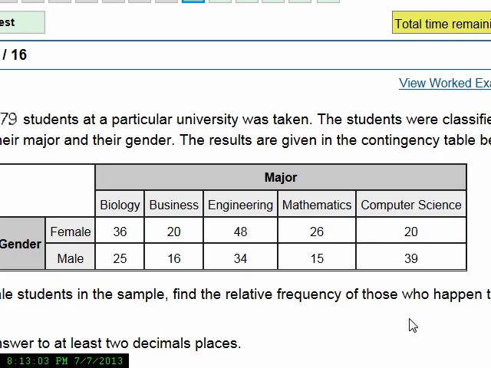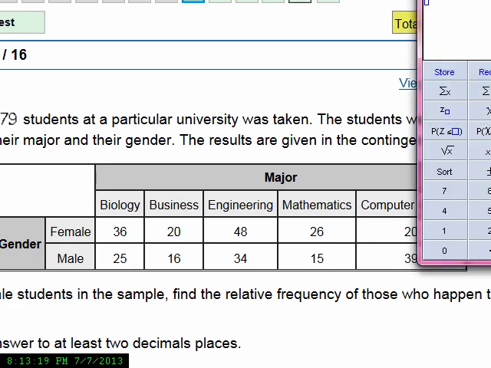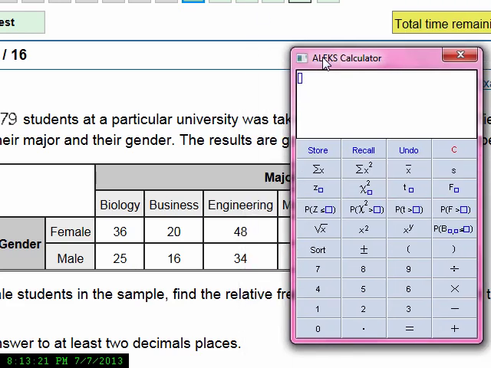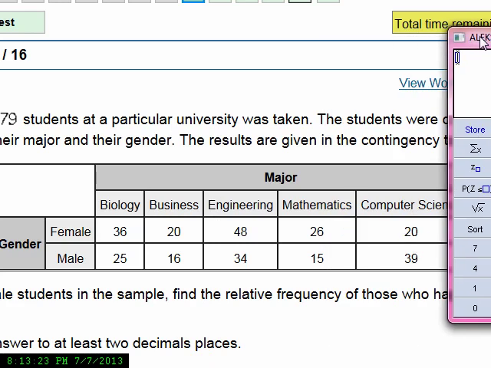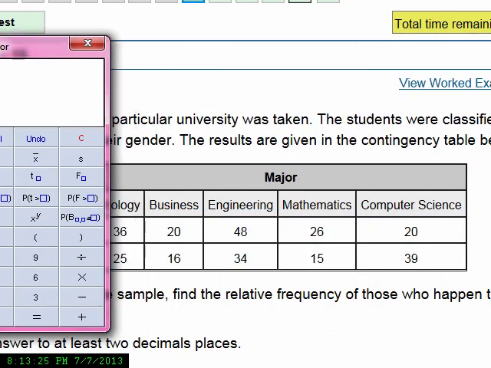So they're talking about among the males, and so they've restricted the sample space so that you're only on male street. If you go down male street, how many of them are biology majors? I'm on the male street, and I've got 25 that are biology. So I need to add up all the males, not all the male majors, but all the males. And so I'm going to add up their values there.